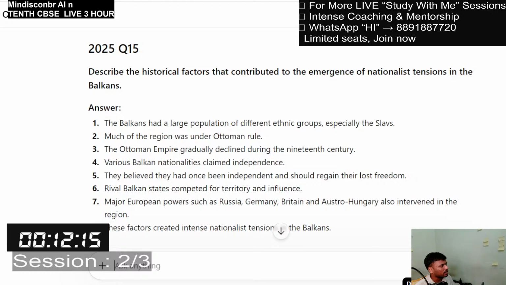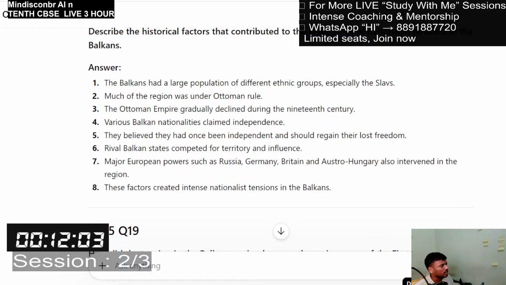Rival Balkan states competed for territory and influence. Major European powers such as Russia, Germany, Britain, and Austria-Hungary also intervened in this region. These factors created intense nationalist tension in the Balkans.